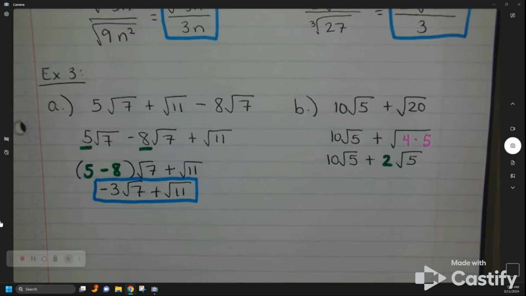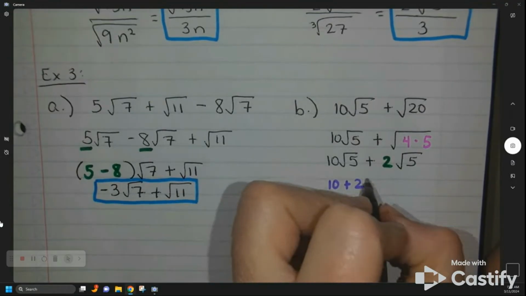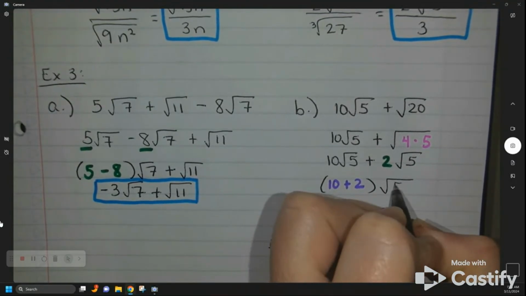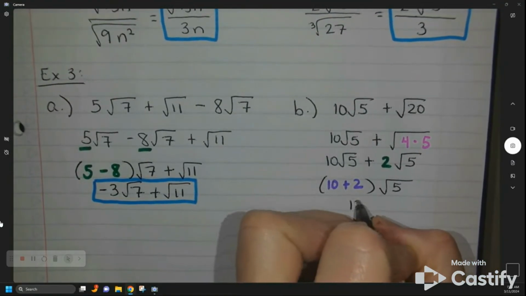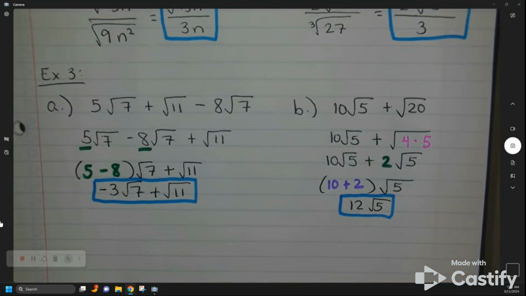So I have 10 plus 2, rather. 10 came first. It's addition, it doesn't really matter, but we'll stick in the same order. Times the square root of 5. 10 plus 2 is 12. So 12 times the square root of 5 is our final answer for this one. It's most simplified in radical form.